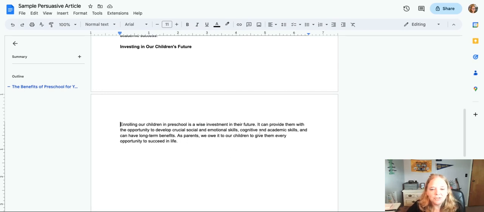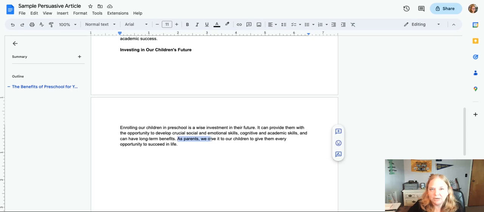And then we just have a summary here of the arguments. It can provide them with the opportunity to develop social and emotional skills, cognitive and academic skills, and has long-term benefits. As parents, we owe it to our children to give them every opportunity to succeed in life. So you can see we're going back to "as parents," appealing back to that audience of like-minded people, right? Whenever you can say "we're in this together," that's usually a good way to be convincing and persuasive.